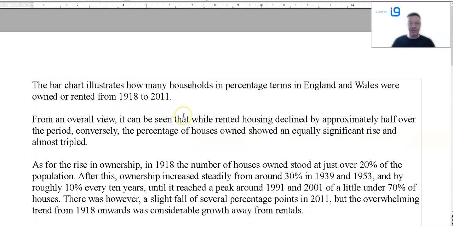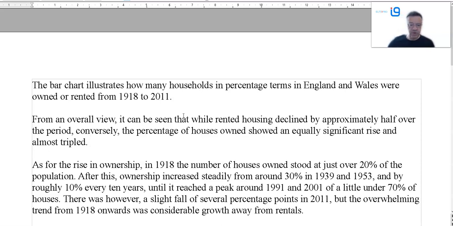The bar chart illustrates how many households, in percentage terms, owned or rented. So the introductory sentence is pretty easy. Just don't simply copy it out though, because they'll erase that if you do. You've got to paraphrase it, but you don't need to be spending a lot of time on the introduction. Just what's it show, what's on this axis, what's on that axis. Okay. More important is the overview.